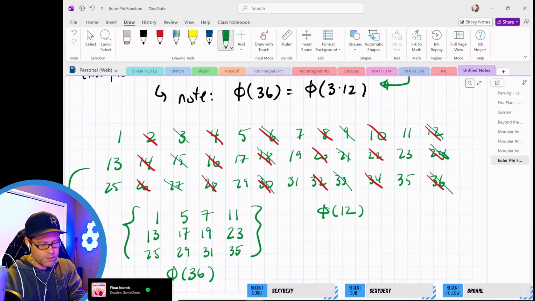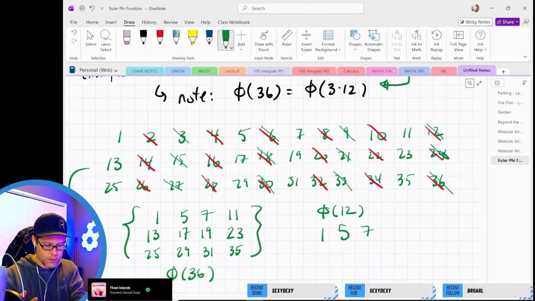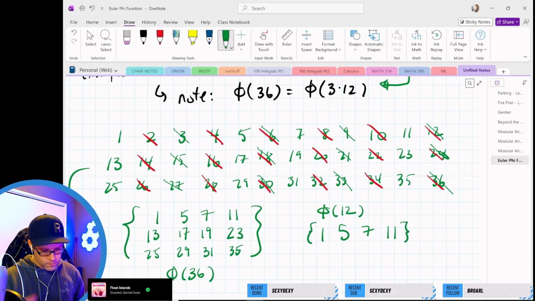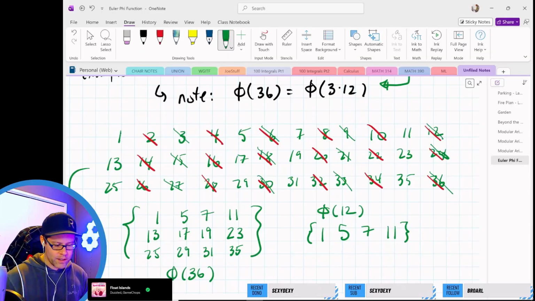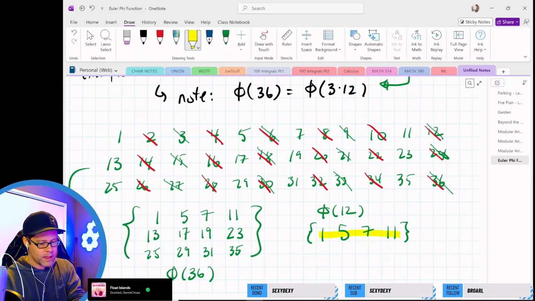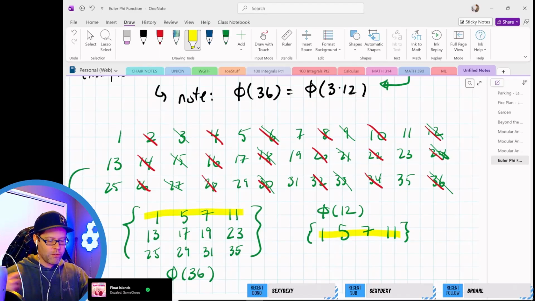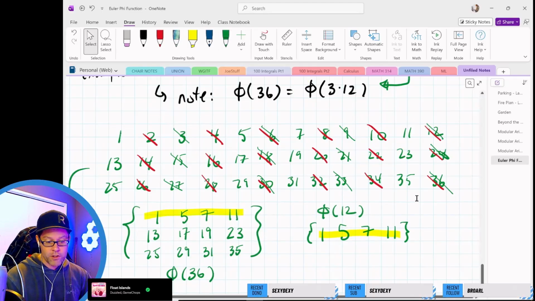Now for 12, I have 1, should be fine, 2 is not fine, 3 is not fine, 4 is not fine, 5 is fine, 6 is not fine, 7 is okay, 8, 9, 10 are not okay, and 11 is okay. So here are my candidates for phi of 12. And what I notice is that these candidates are exactly the first 4 candidates for phi of 36.